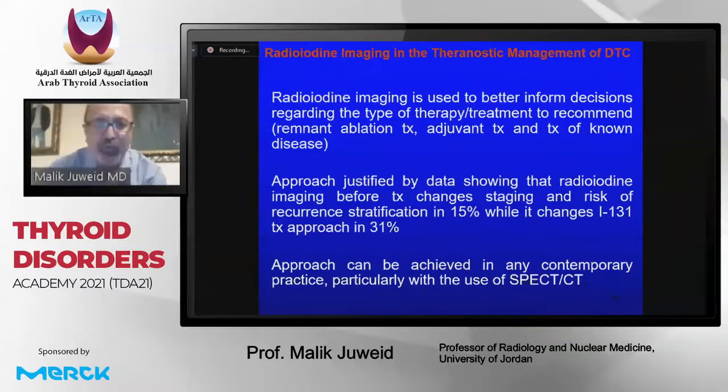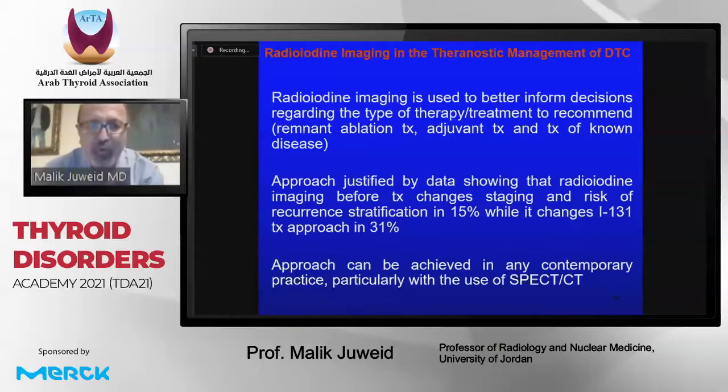So we would do a pre-therapy iodine 123 or iodine 124 scan, or even iodine 131 scan, and see what we see basically. If it's only in the thyroid, then we would give remnant ablation. If it's elsewhere, established disease, then it's known disease, we would give a higher dose. We use that not alone, but also with the clinical pathological information that we have.